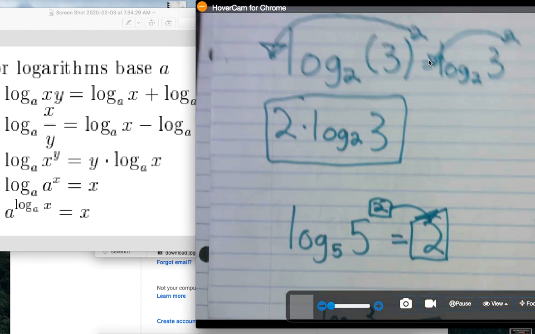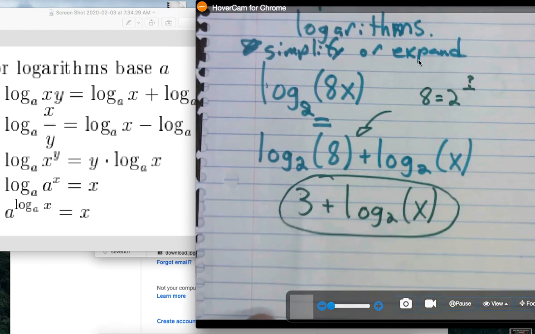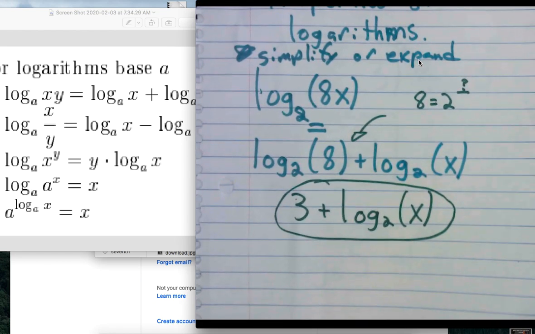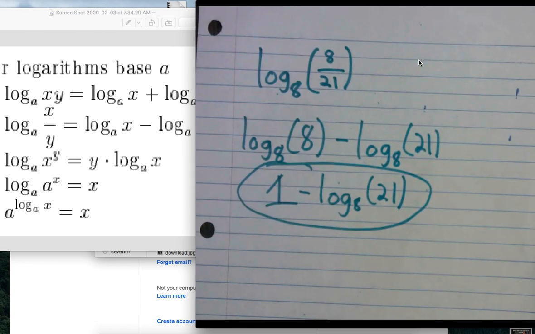A little tricky, especially with how we saw separating the logs when they're adding or subtracting, but that doesn't stop you because you know the property now. And also a little tricky with subtraction, but moving that to division.